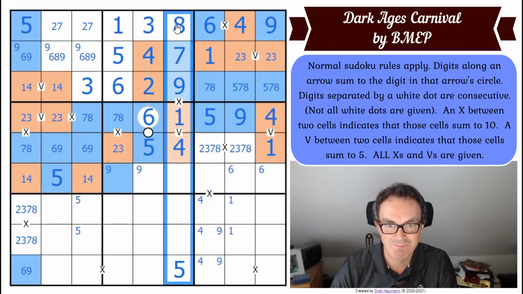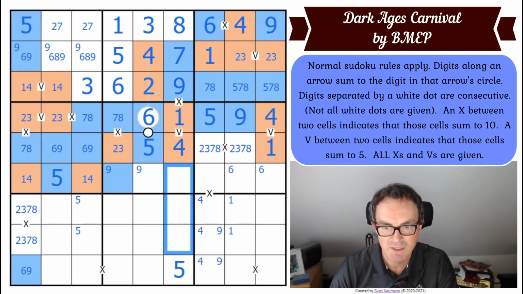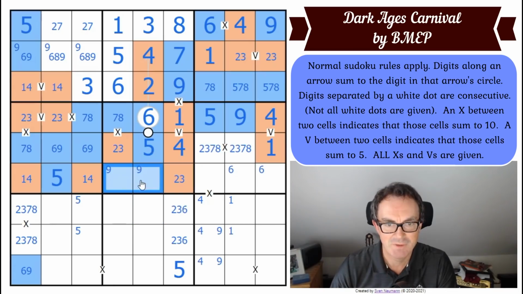Let's look at this column. 2s, 3s and 6s. So we'll fill in the options and see what we can do. We can get rid of 6 from this square. So this is a 2 or a 3. I'll shade it orange just for the sake of good order. These are 7, 8 and 9.